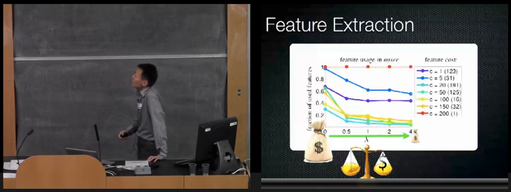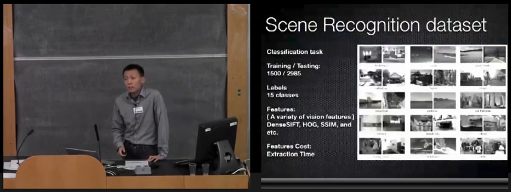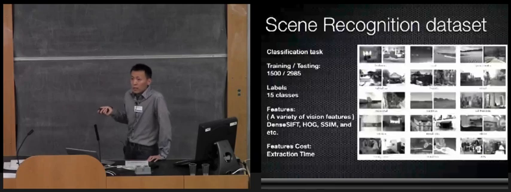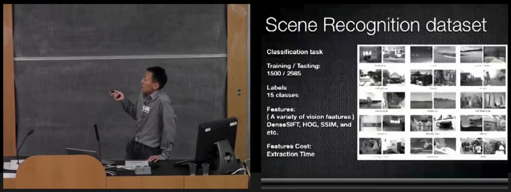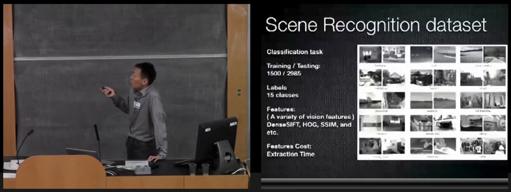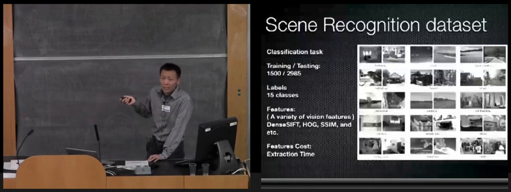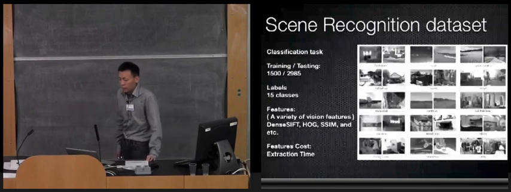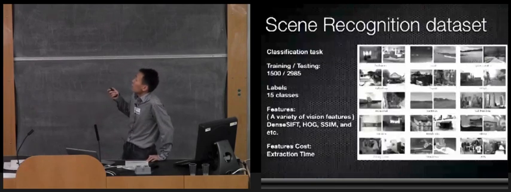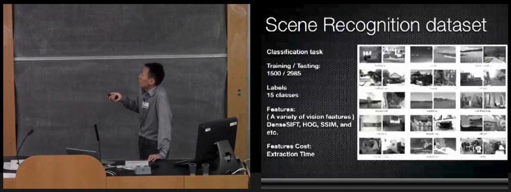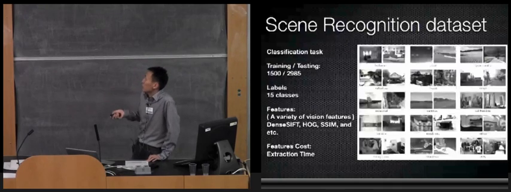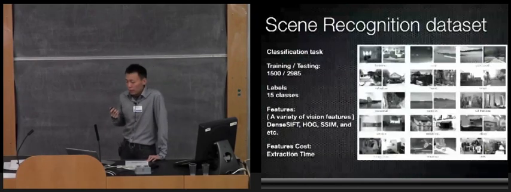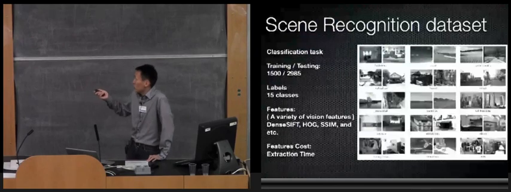All right, and we also test on a totally different scenario. We test on the Scene 15 dataset. The dataset contains a lot of images, and the goal is to classify the scene of each image. In total, the dataset contains 15 different classes, 15 different scenes, including bedroom, coast, street, and so on. The features are a variety of vision features, including dense SIFT, HOG, SSIM, etc. The feature extraction cost is basically the running time for those vision algorithms.